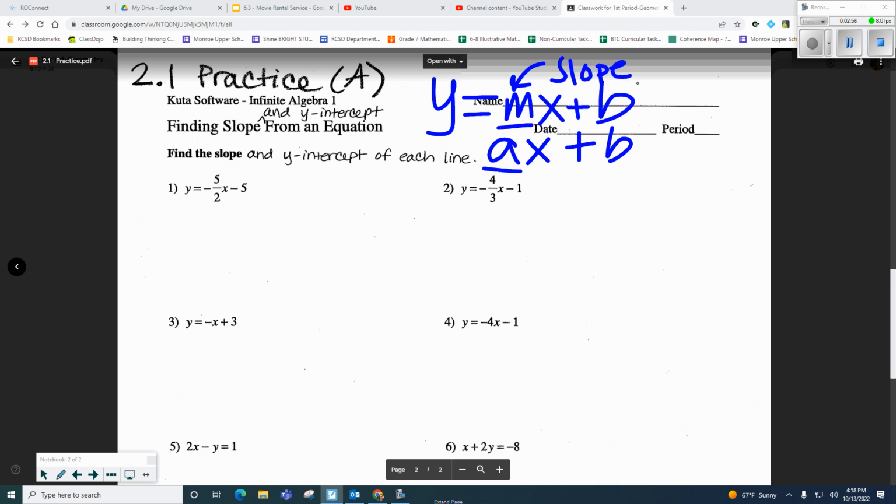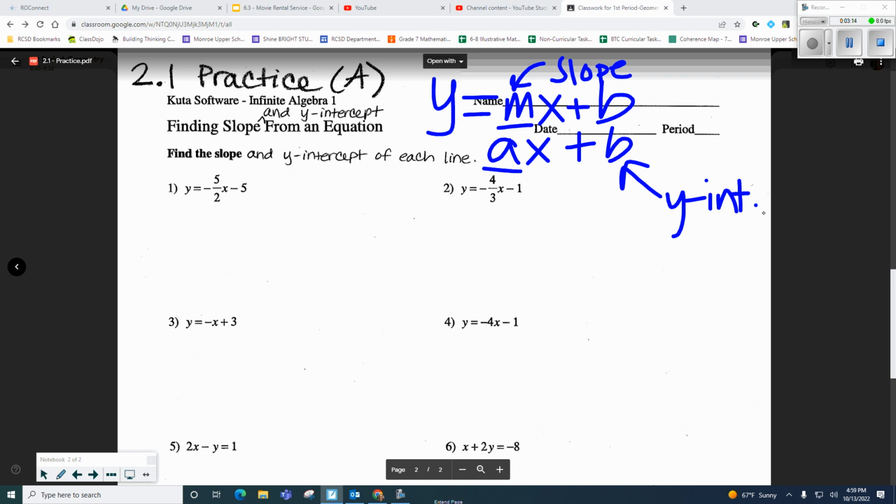Okay, the slope is the rate of change. So the number next to the x is what the x coordinate is going to get multiplied by each time. This b is the y-intercept. That's the constant term or the starting amount.